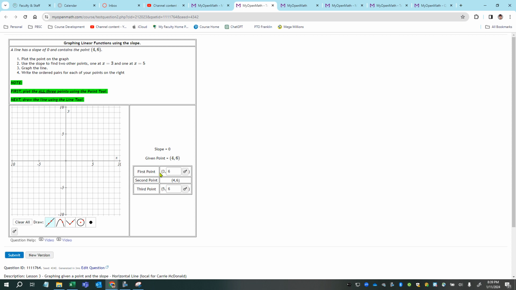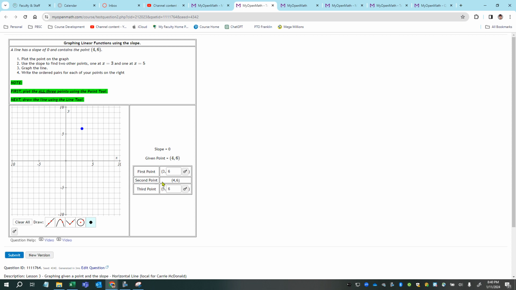Okay, so now we know what the coordinates are of the first point and the third point, with the second point being given. Now notice it says first point, second point, third point. I'm going to go in that order. And it says to first plot all 3 points using the point tool. So I'm going to take this point tool right here first. I'm going to start with the first point at (3, 6), horizontal location of +3, moving to the right from the origin 3 spaces, then a vertical position of +6. So I'm going to go up 6 places, and there's my first point.